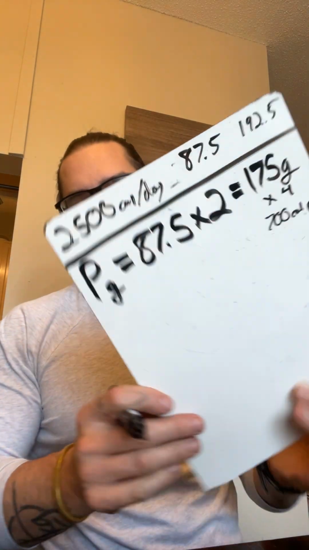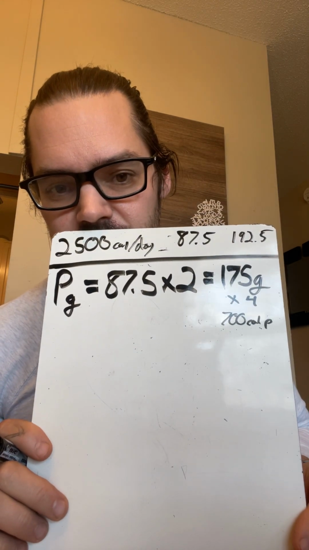You take that number and you multiply it by 4, and you get your calories from protein a day. Did I write that down? Yes, 700 calories per day from protein.